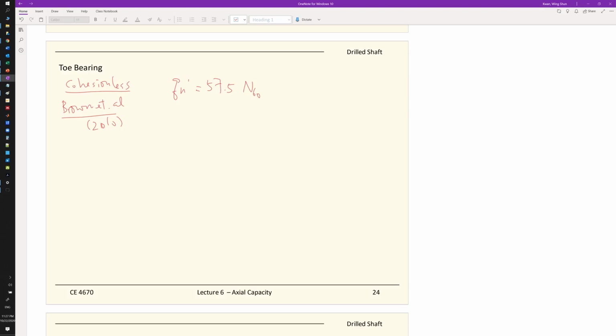We talked about N60 back in lecture 2. And he capped it at 2900 kilopascal. So this is the SI unit. And if this is the British unit, it's 1,260, and you cap it at 60,000 PSF. So this is the English unit.